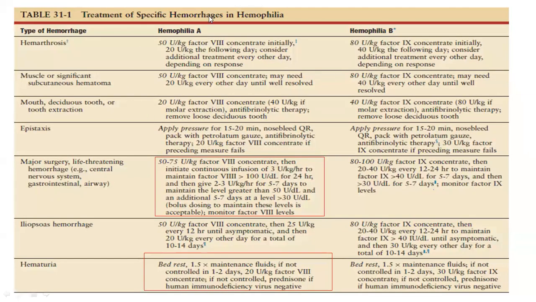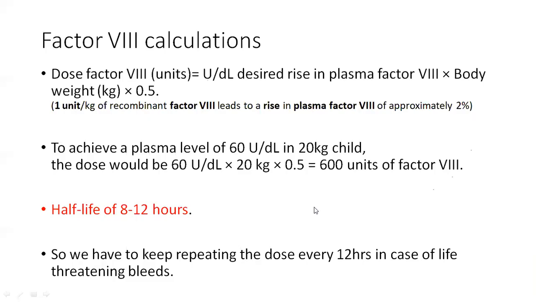And this is the thing, recommendations for your hemophilia. The main thing is you need to maintain certain levels. So how to do the calculations? The recommended dose of factor is the desired rise in plasma factor 8 into body weight into 0.5. Why is it 0.5? Because 1 unit of recombinant factor will rise the plasma factor by 2%.